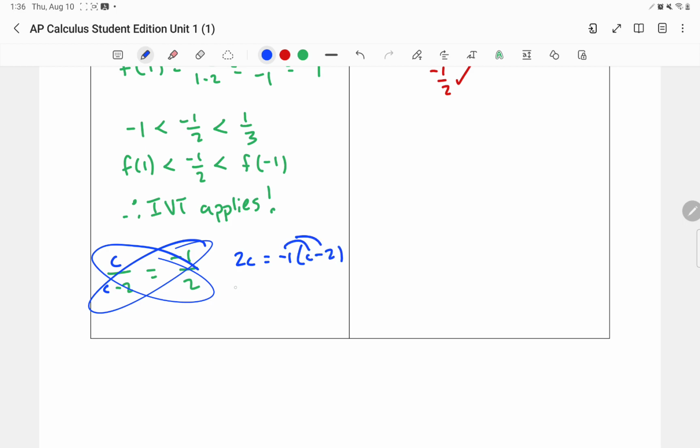Distribute that. Make sure you use parentheses. 2c equals negative c plus 2. Add the c over. 3c equals 2. Divide by 3. So c is equal to 2/3.